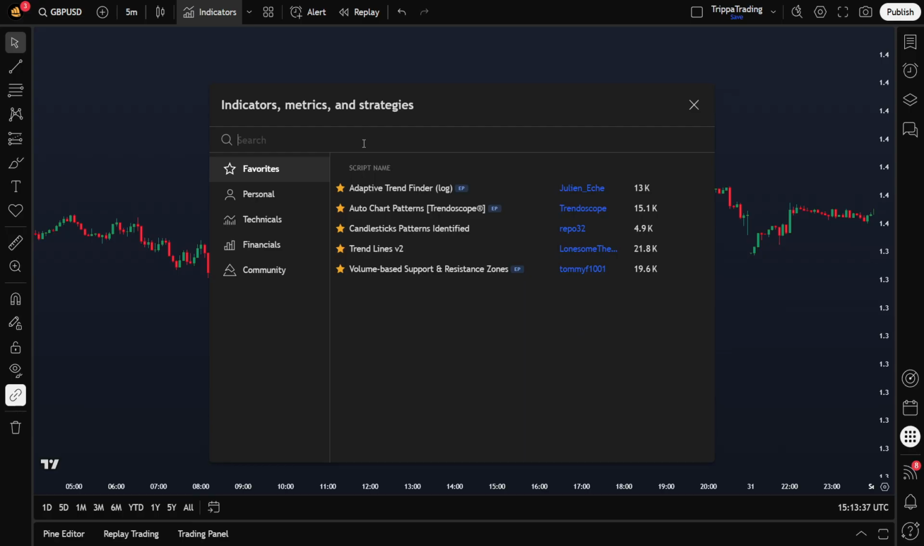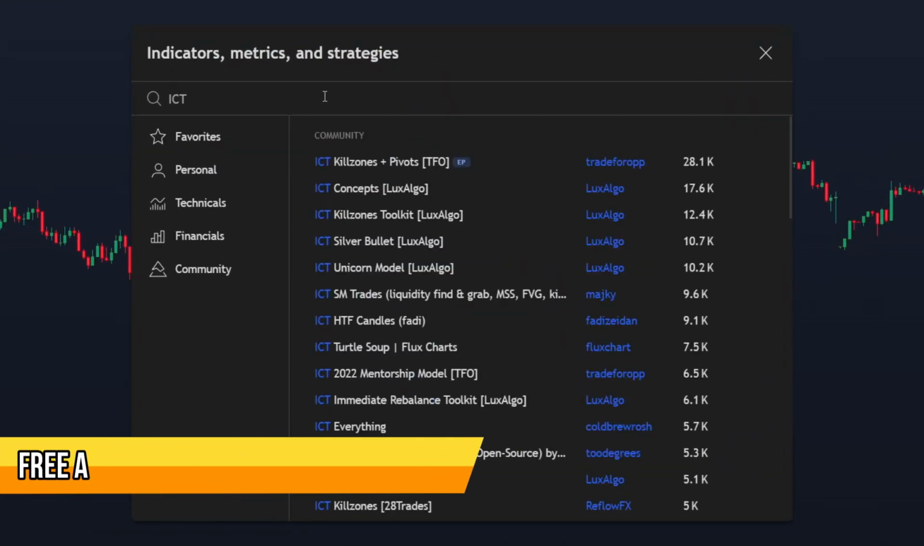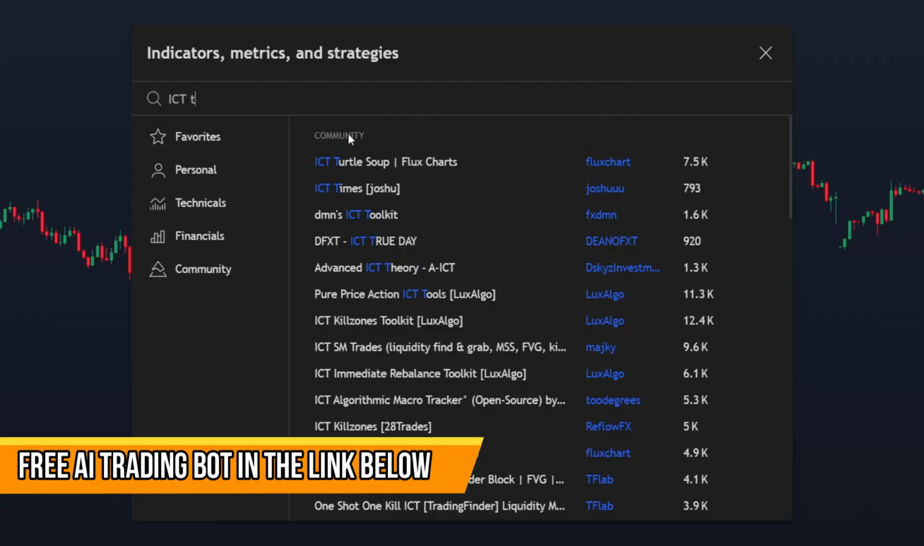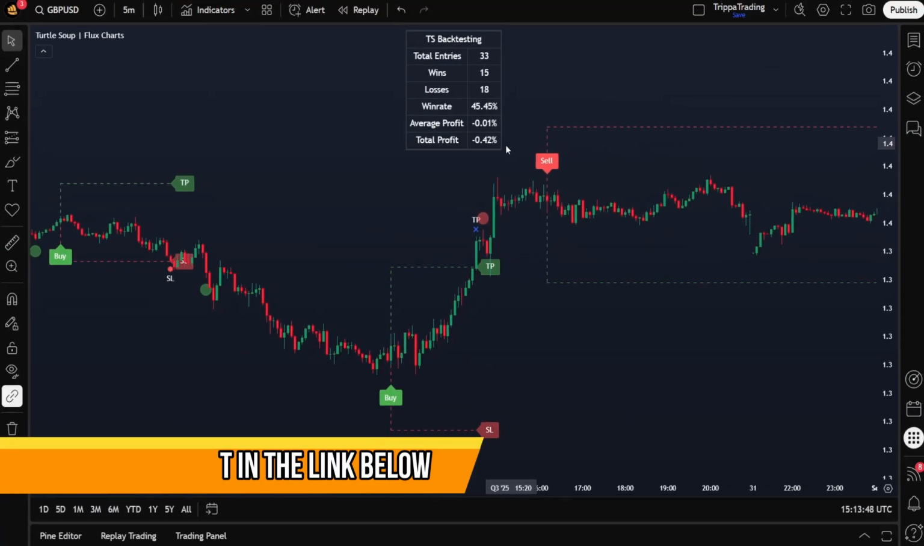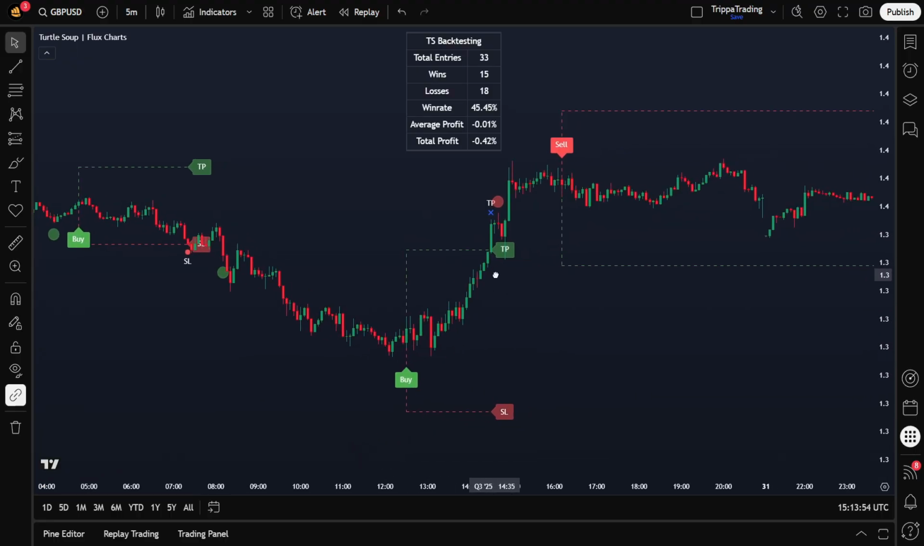Okay, let's remove this one and move on to number 3 indicator on our list. This one is called the ICT Turtle Soup by Flux Charts. It is this one, add it to the trading chart. If you like simple, rule-based signals, this is a great pick. It's based on liquidity grabs and market structure, classic ICT concepts, but wrapped into one clean indicator.